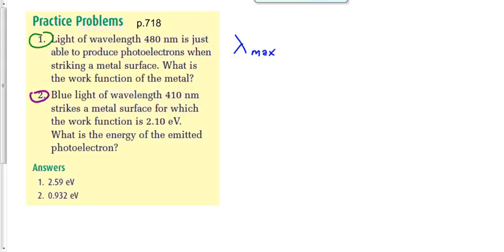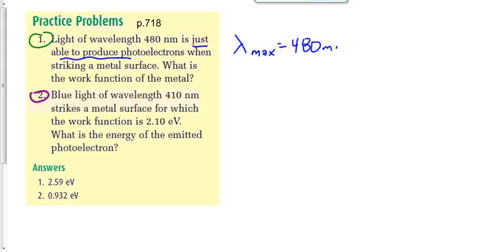The reason we're going to call it the threshold wavelength, even though the incident light isn't always the threshold wavelength, is because we're told that it's just able to produce. It's just barely able to produce. Just able to do something kind of infers the word threshold.